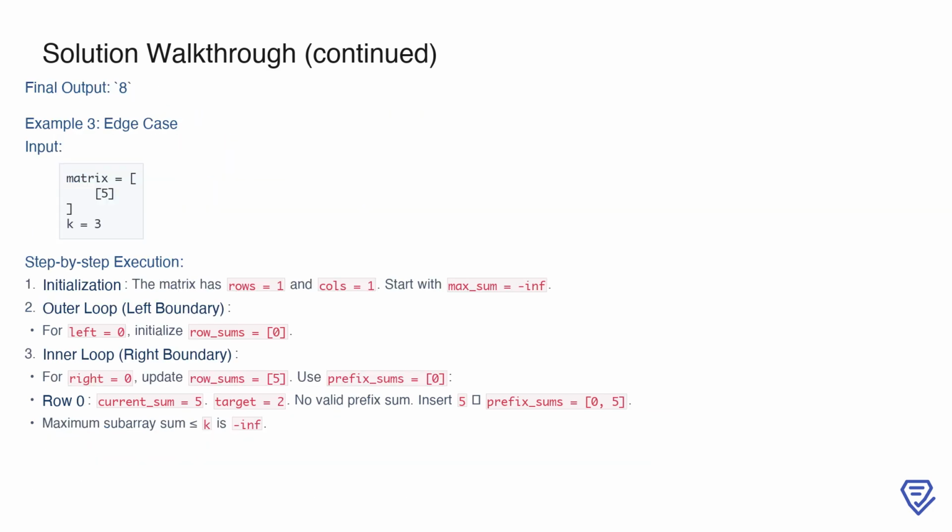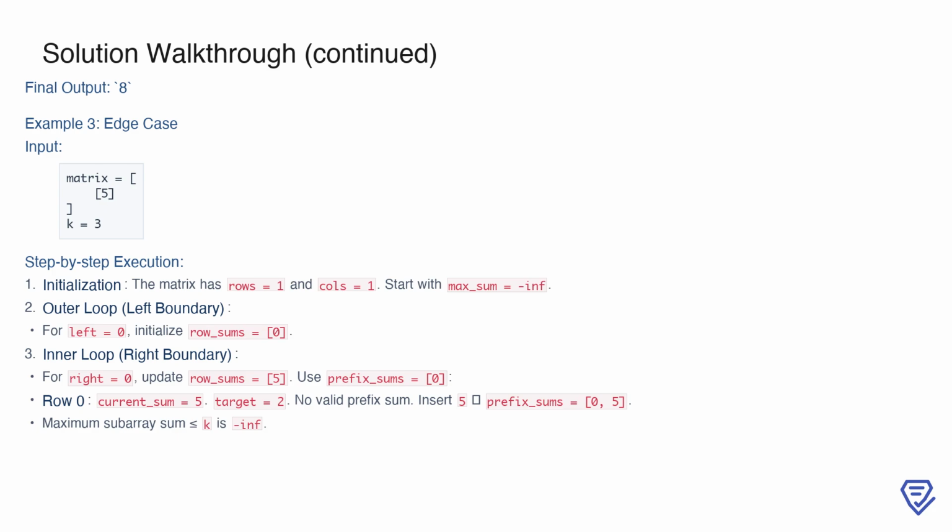Finally, we include column 2, updating row_sums to 3, 1, 4, and resetting prefix_sums to 0. For row 0, current_sum equals 3 and target equals -5. No valid prefix sum is found, so we insert 3, resulting in 0, 3. For row 1, current_sum equals 4 and target equals -4. No valid prefix sum exists, so we insert 4, making prefix_sums equal 0, 3, 4.